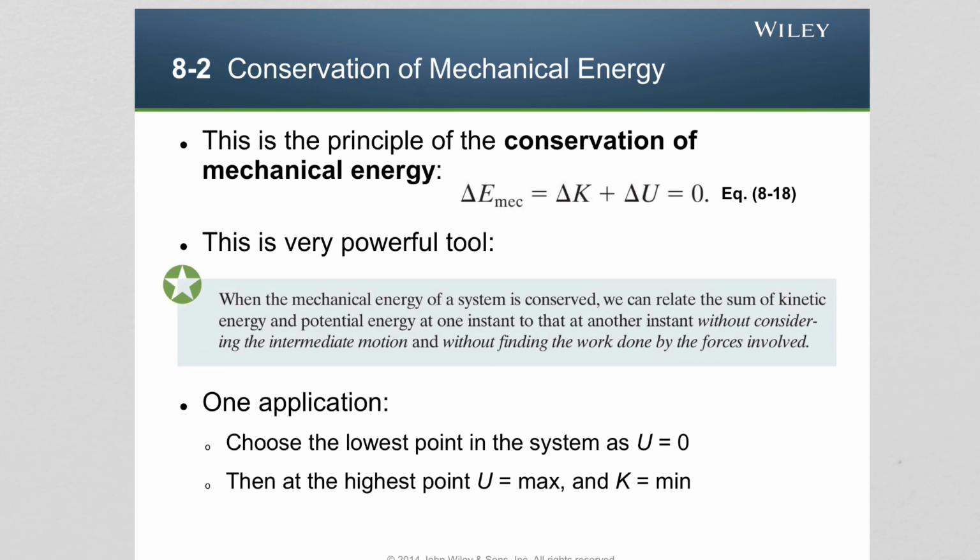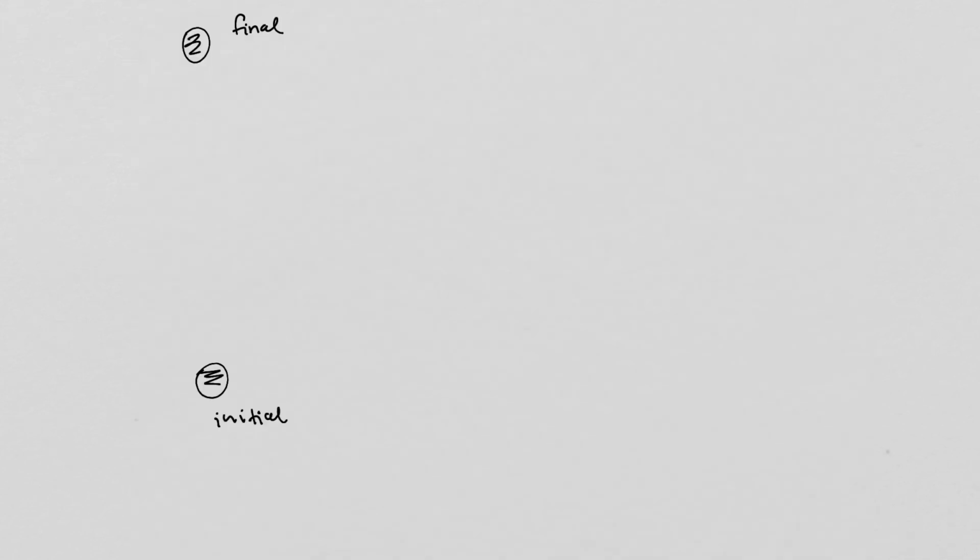This leads to the following statement. When the mechanical energy of a system is conserved, we can relate the sum of kinetic energy and potential energy at one instant to that at another instant without considering the intermediate motion and without finding the work done by the forces involved. Here's a very simplified example of the previous statement.